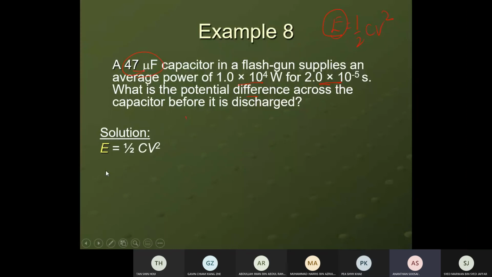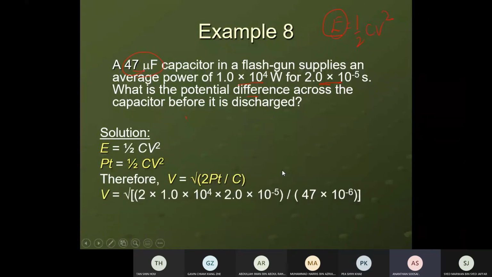So the solution is half CV squared must come to your mind because you are looking for V and C is given. So half CV squared is the most suitable energy formula to be used. So PT is half CV squared. So therefore we find the voltage. It will be 92.3 volts. Okay. So yeah, so this is the energy formula.